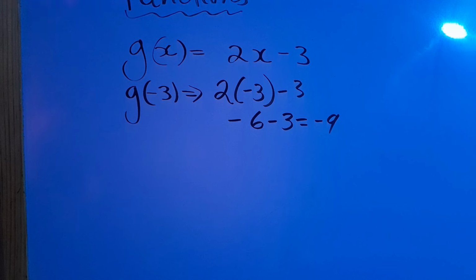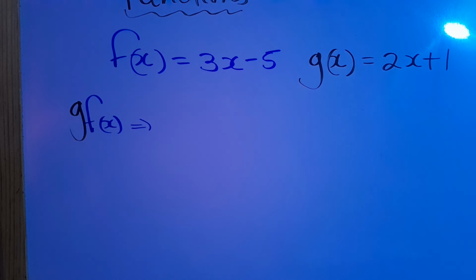Let's look at a composite function. Will you guys be able to get that one? Alright, so we are given f of x is equal to 3x minus 5, g of x is equal to 2x plus 1, and they ask us to find gf of x. Pause the video again, guys. Try it. Tell me what you get for the answer.